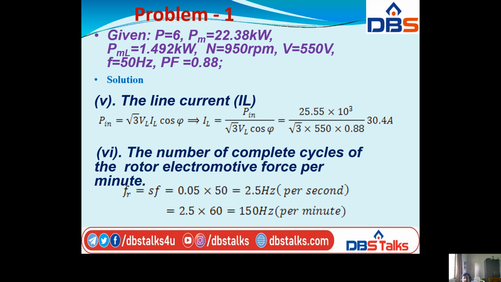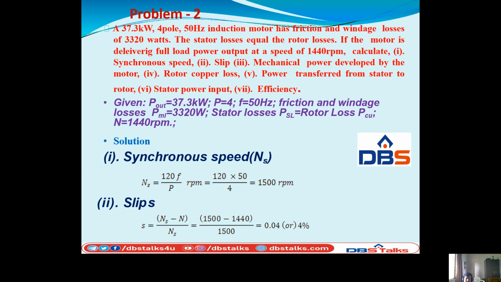Next one, line current. Input power is equal to root 3 VL IL cos phi. Therefore, line current IL is equal to P input by root 3 VL cos phi, that is 25.55 into 10 cube by root 3 into 550 into 0.88, that is equal to 30.4 amperes. And the number of complete cycles of the rotor electromotive force per minute: Fr is equal to SF, S 0.05 into 50, that is 2.5 hertz per second. If we calculate per minute, 2.5 into 60, that is 150 cycles per minute.